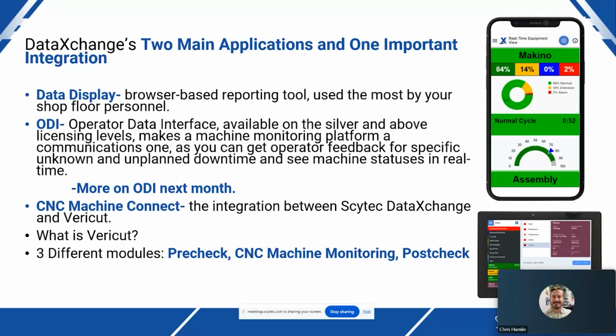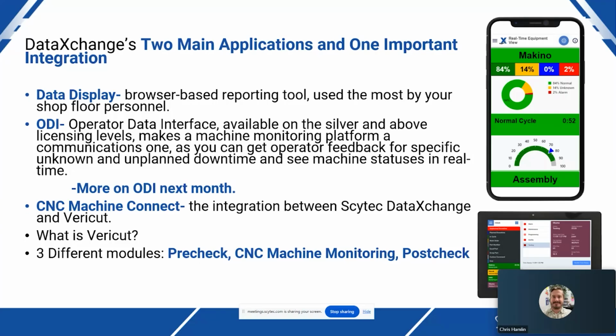Next up, I'd like to go over the integration between Data Exchange and Vericut, which used to be known as Scytec Vericut. They did a rebranding about a year ago. So what is Vericut for those of you that are unaware? Vericut is a digital twin for CNC platform where basically you could have a 3D model of a CNC machine as well as the part that's cutting on it. And you can run through that production process as a digital twin to make sure that everything is in specification. There's no gouges. The machine doesn't crash. There's a whole lot of useful outlets for the Vericut digital twin platform.